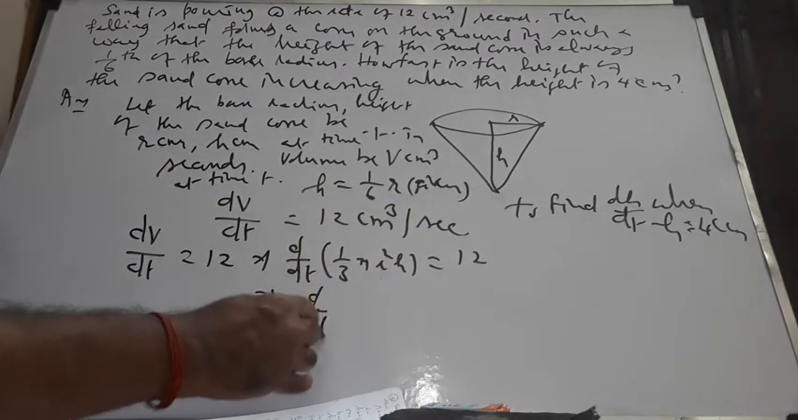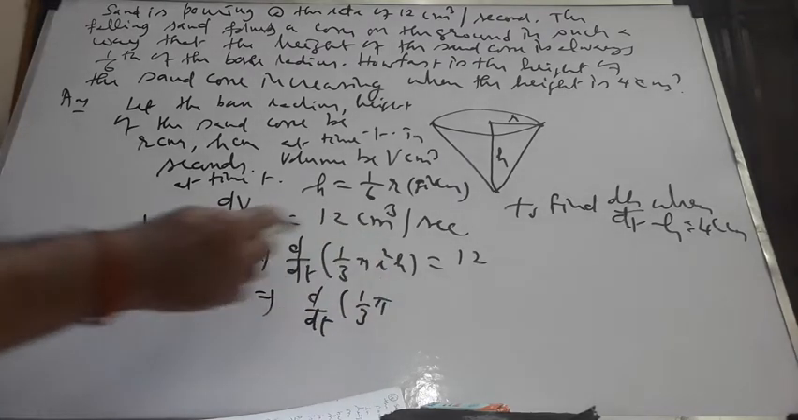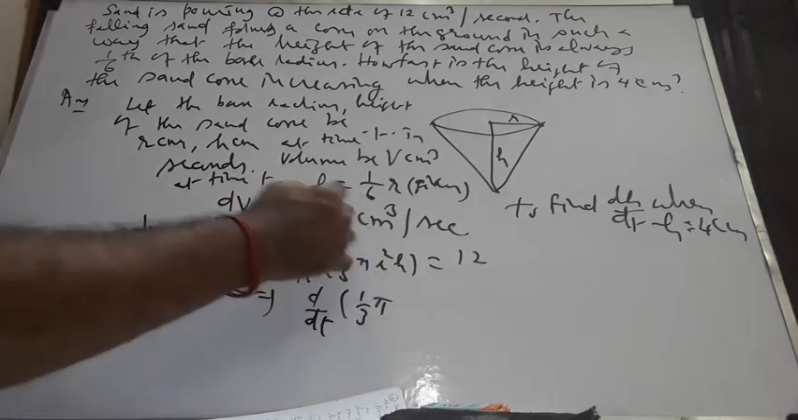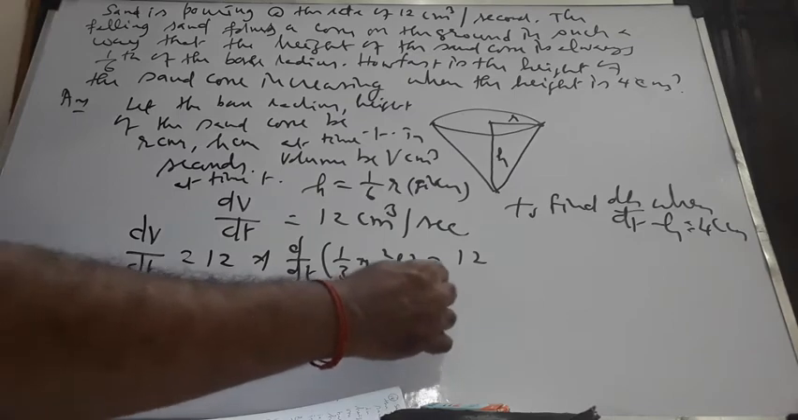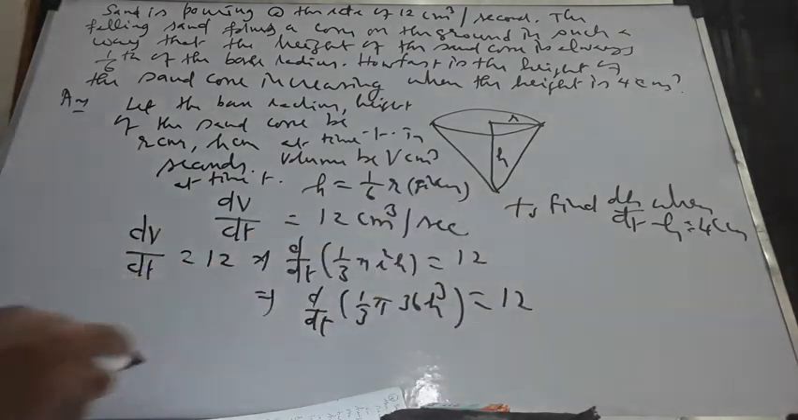Now dV by dt is equal to 12 implies d by dt of 1/3 pi r square h is equal to 12. You know the formula for volume of a cone is 1/3 pi r square h. Therefore, let me substitute here. What do I get? Pi into what is my r, so that is 36 h cube, is equal to 12.